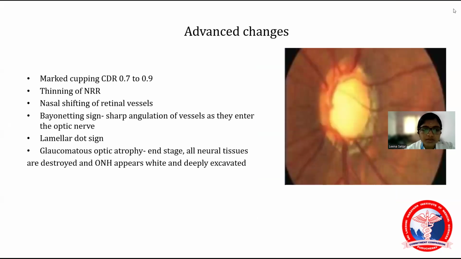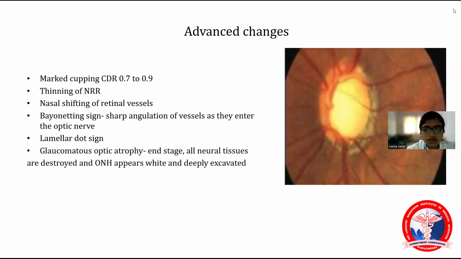So what happens in POAG is, in advanced cases, we have marked cupping, that is cup disc ratio 0.7 to 0.9, and there will be thinning of the neuroretinal rim, and nasalization of retinal vessels will be there. Then we'll get the bayonetting sign. What is the bayonetting sign is the vessels will have a sharp angulation when they enter the optic nerve. That is, the vessels will be reaching the optic nerve at 90 degrees, more or less 90 degrees.